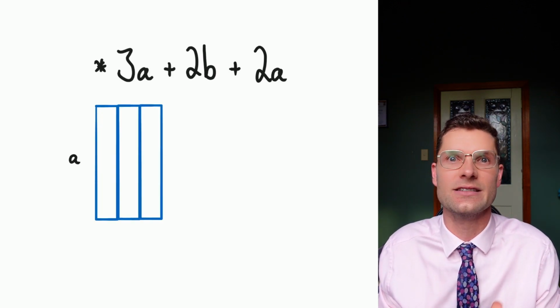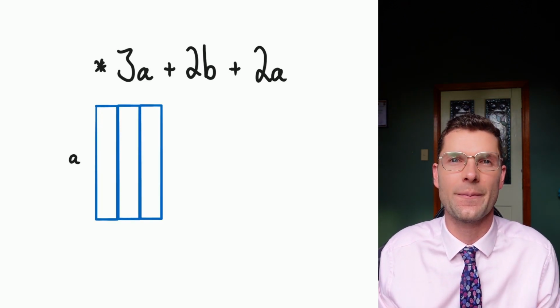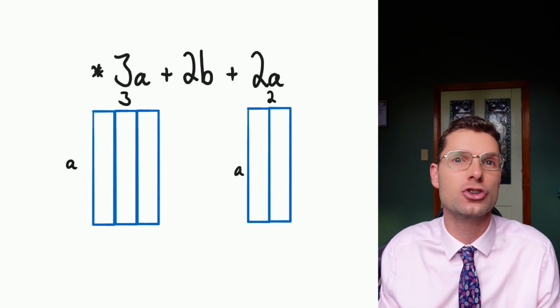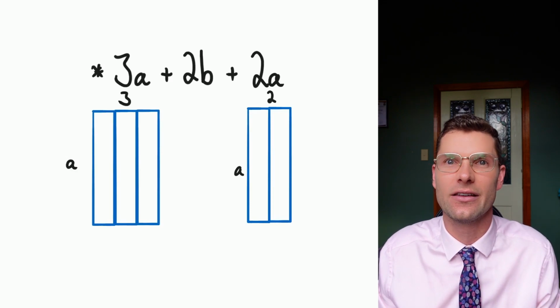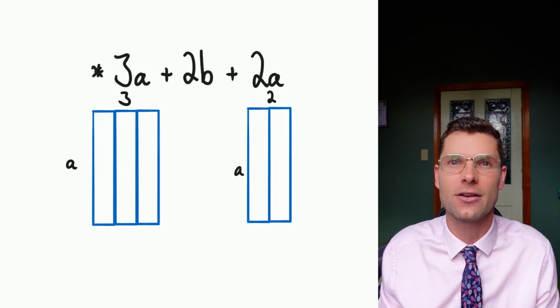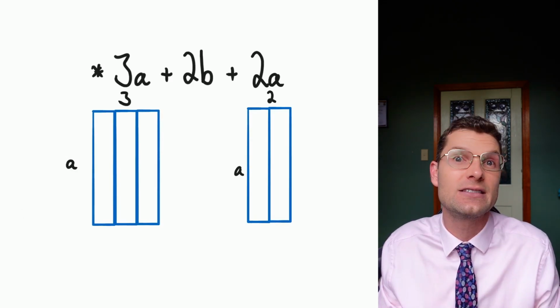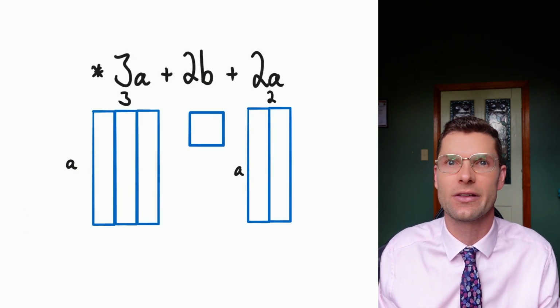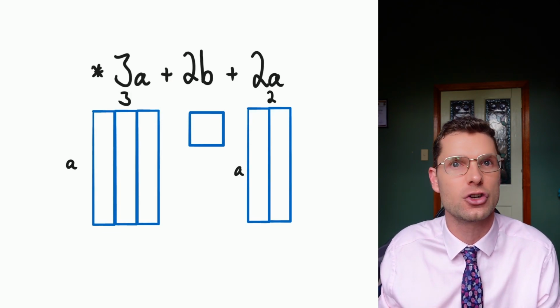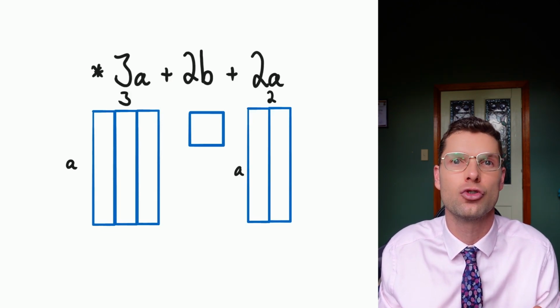I've got 3 A's, 1, 2, 3, right next to each other. But then I've also at the end got 2 more of these rectangles, 2A. So I can see pretty easily that I've got these 5 rectangles that are all the exact same shape. But instead of B being the same rectangle, I'm going to draw it as a different shape. Maybe it'll look something like this. Well, I know that I've got 2 of them, not just 1, so I'm going to draw 2 on top of each other.